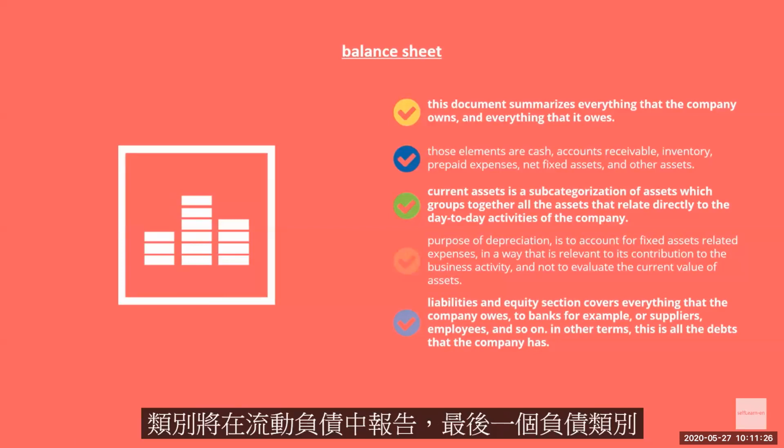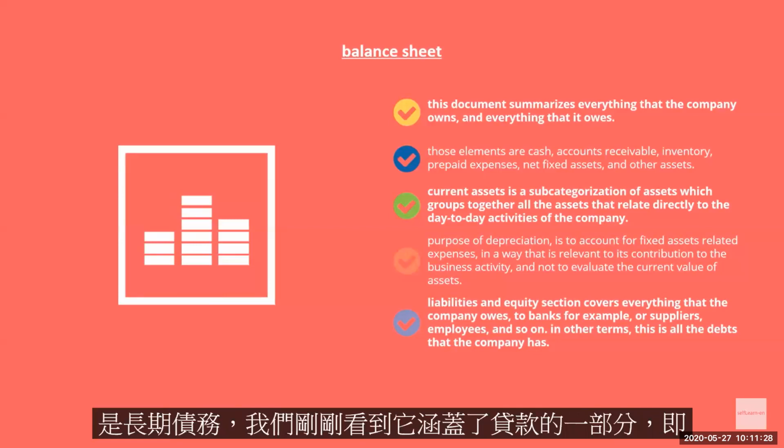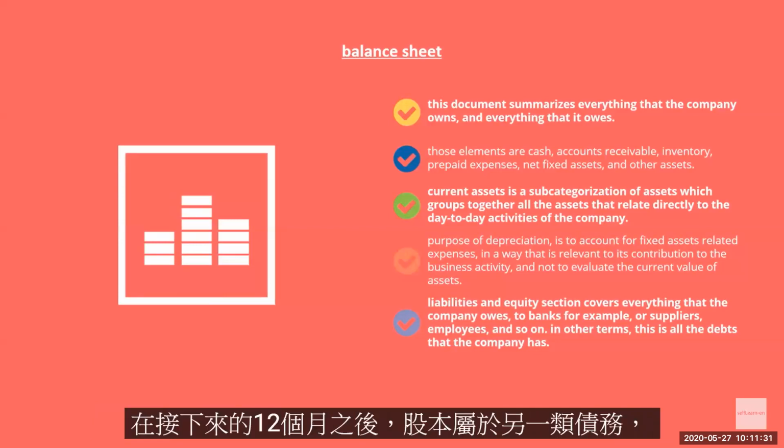The last liability category is long-term debt, which we just saw. It's covering the portion of loans that is beyond the next 12 months.